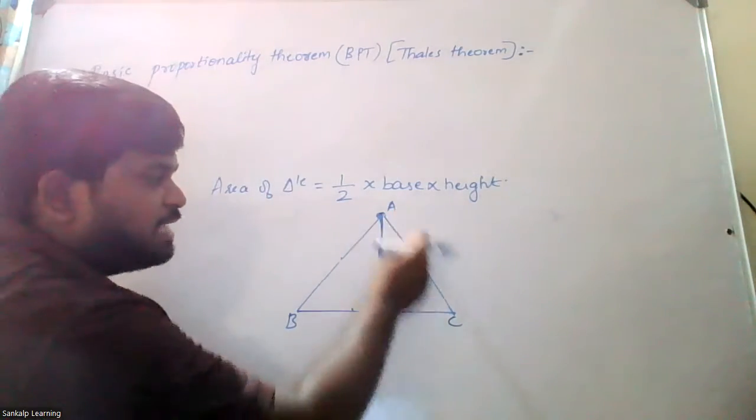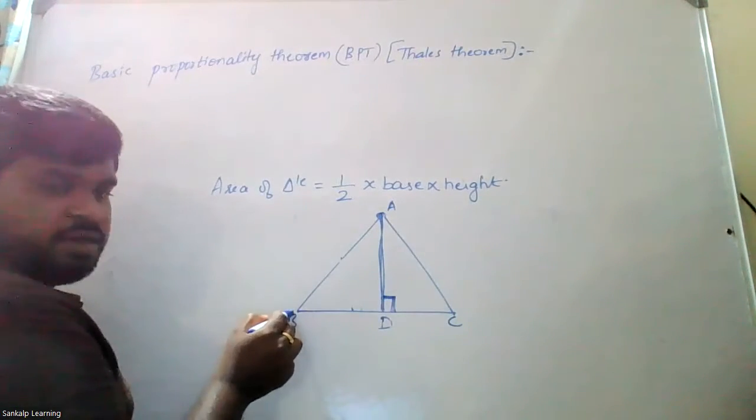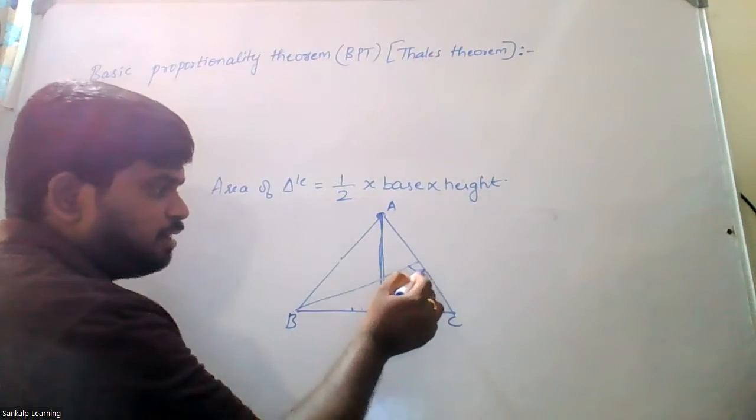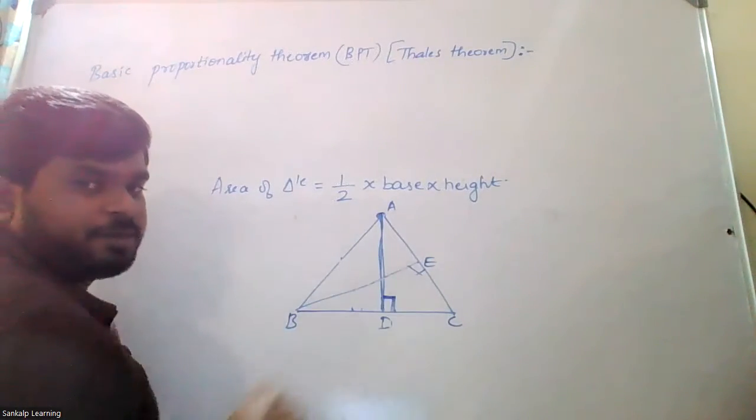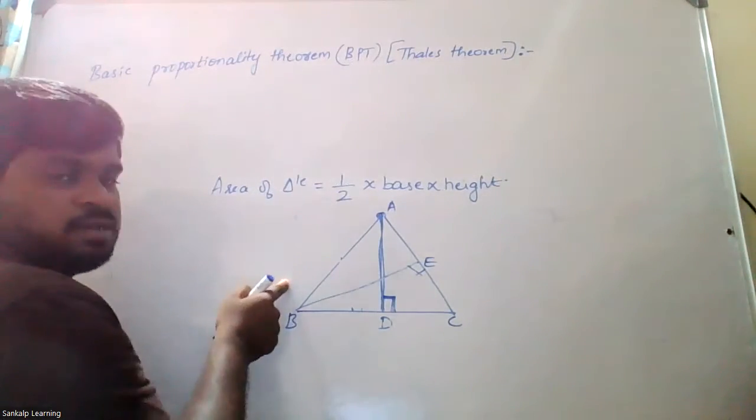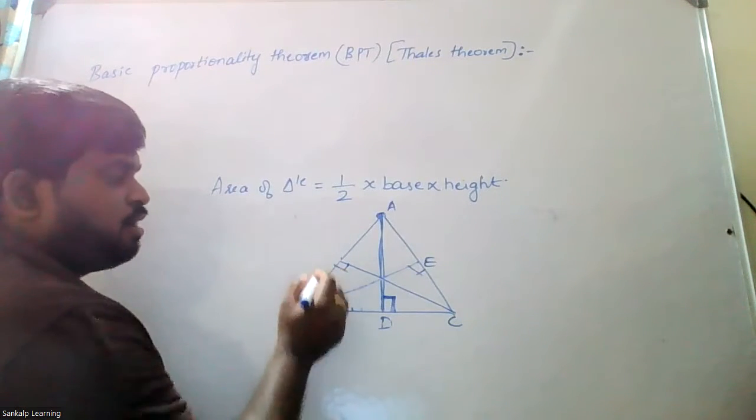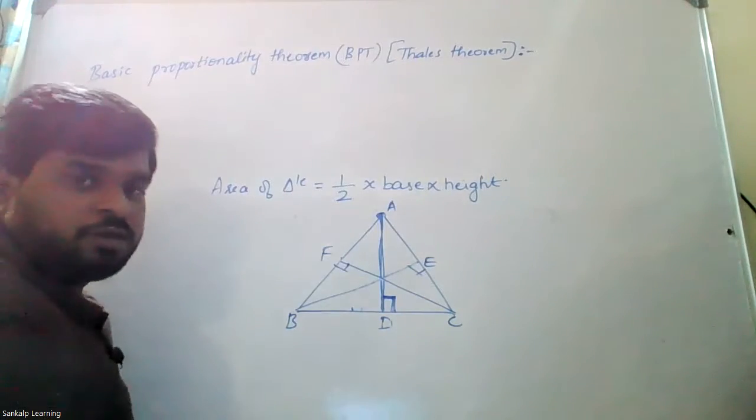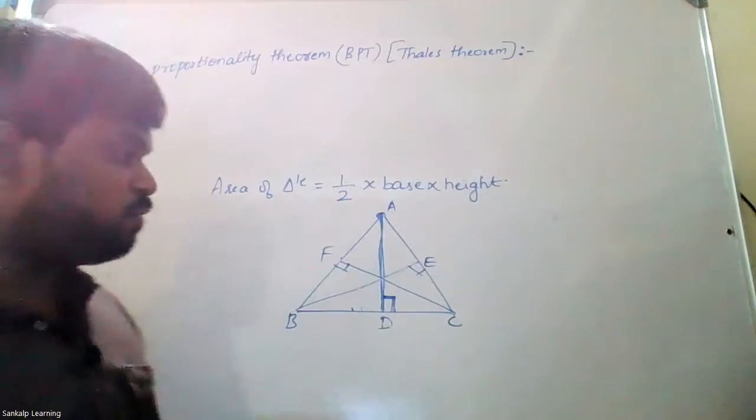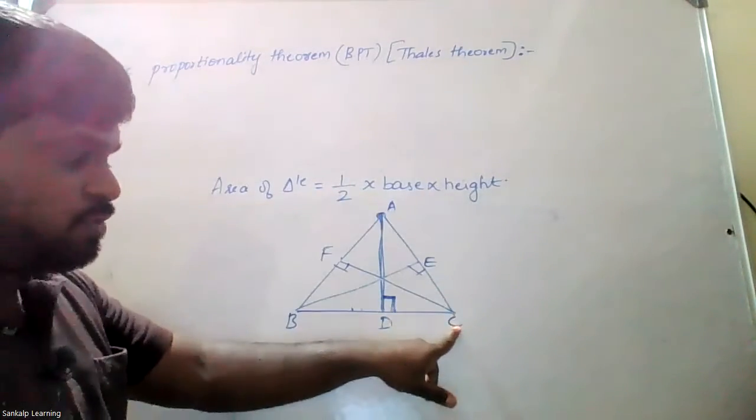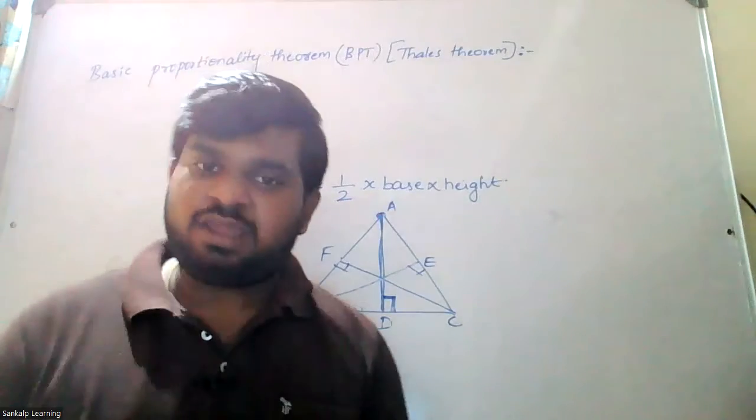Now suppose I take AC as the base, the opposite vertex is B. From this you should have a perpendicular line. This will act as the height. If I take AC as the base, then B gives the height. If I take AB as the base, the opposite vertex is C. From there you will have a perpendicular line that will act as the height. So you can take any side as the base, no problem, but the perpendicular should always come from the opposite vertex. If I take this as the base, the opposite vertex is C, and from there you should have a perpendicular line. That perpendicular line will act as the height of the triangle.